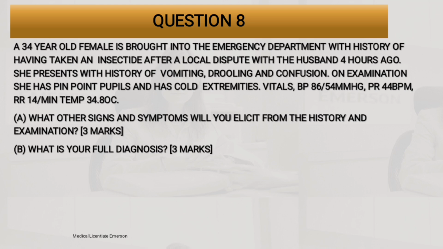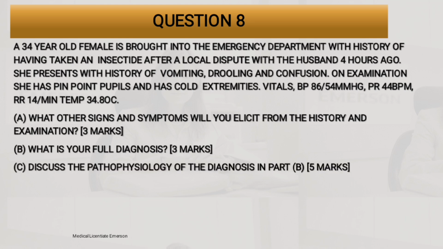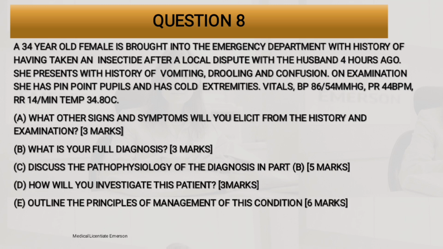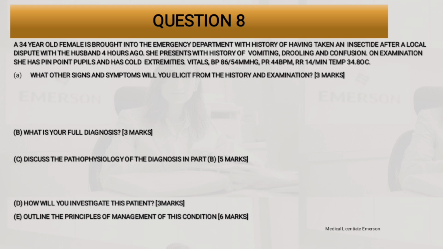What other signs and symptoms will you elicit from the history and examination? Then what is the full diagnosis? Then discuss the pathophysiology of the diagnosis in part B. Then how will you investigate this patient? Then outline the principles of management for this condition, 6 marks. Okay, so that is the question I've been given.